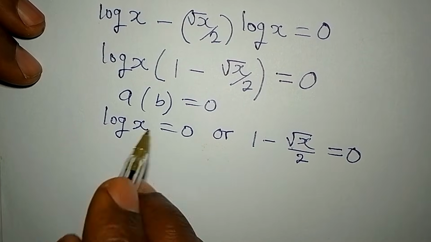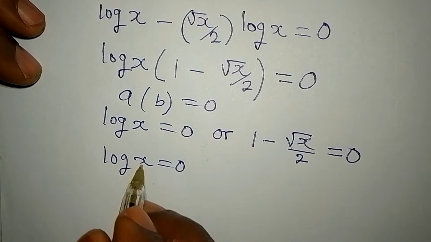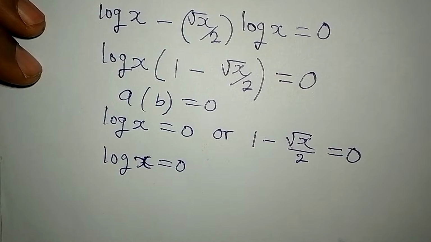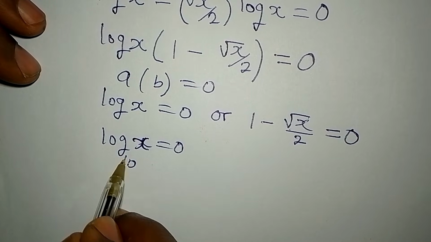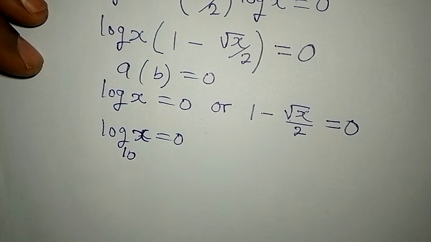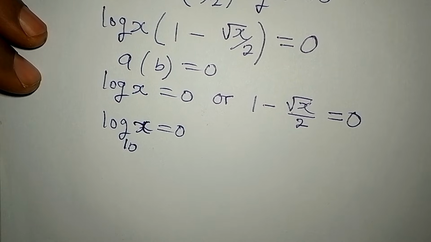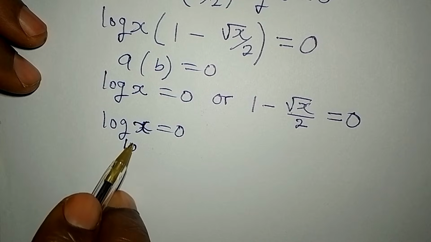Now, from here, where we have log x equal to 0, now the question is this. Okay, by the way, I told you this is automatically to base 10, right? Now, if this is the case, we can relate this to indices. Remember, the logarithm is: to what number do you raise the base to get x?